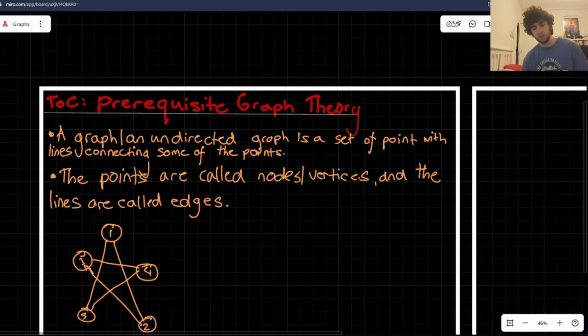Therefore, not every single node has to have an edge, and not every single pair of nodes needs to have an edge between it. It's up to you how many edges you have in your graph. So I should label this as an example of a graph. This is a graph or an undirected graph. They're the same thing for our purposes.